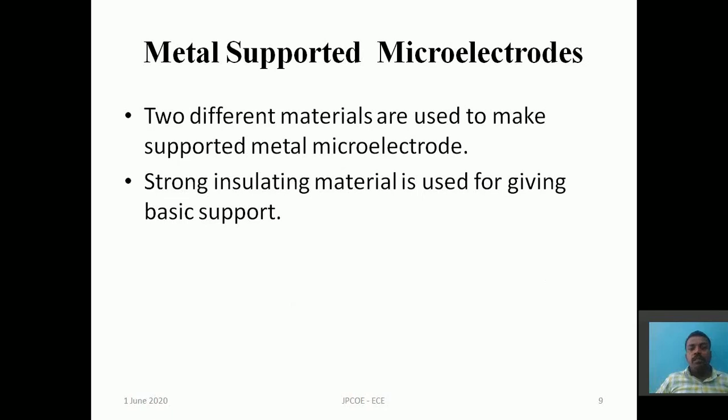First, the metal supported microelectrode. Two different materials are used to make the supported metal microelectrode, one is metal and the other is glass. Glass is used for insulation and also for strengthening. A strong insulating material, that is glass, is used for giving basic support.